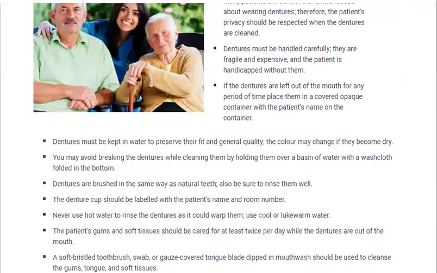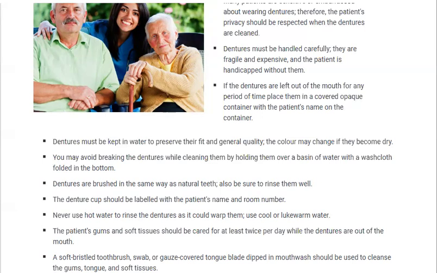Dentures must be handled carefully. They are fragile and expensive, and the patient is handicapped without them. If the dentures are left out of the mouth for any period of time, place them in a covered opaque container with the patient's name on the container. Dentures must be kept in water to preserve their fit and general quality. The color may change if they become dry.